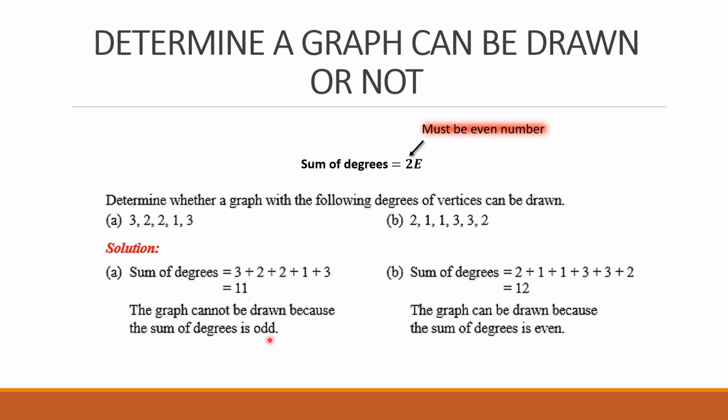So in order for us to determine whether a graph can be drawn or not, we have to look at the sum of degrees, and the sum of degrees must be an even number, as you can see in example B. Here, when we find the sum of degrees, we get 12. So 12 is an even number, and therefore the graph can be drawn because the sum of degrees is an even number.